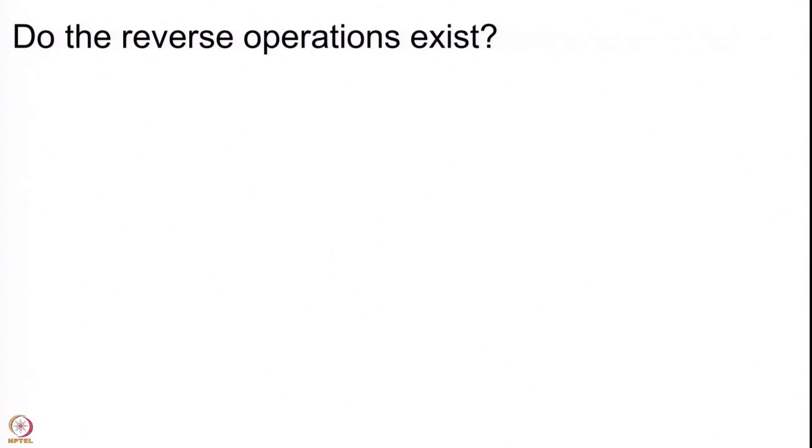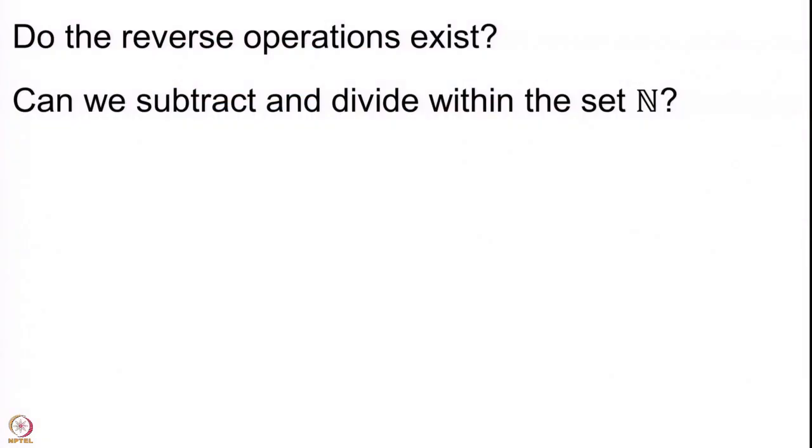Do the reverse operations exist, or more precisely, can we subtract and divide within the set N? What I mean to say is that if I take two natural numbers a and b, do I get a minus b, which we know is a number in Z, in N? And if I have a natural number a and another natural number b, is a by b a natural number?